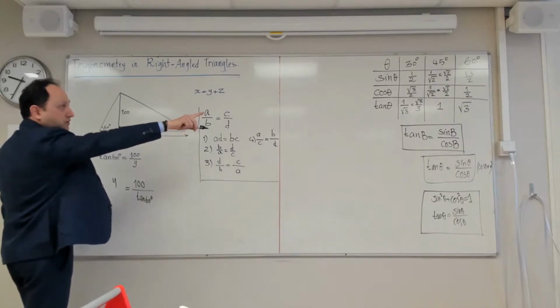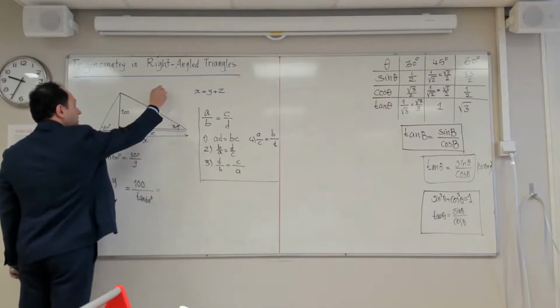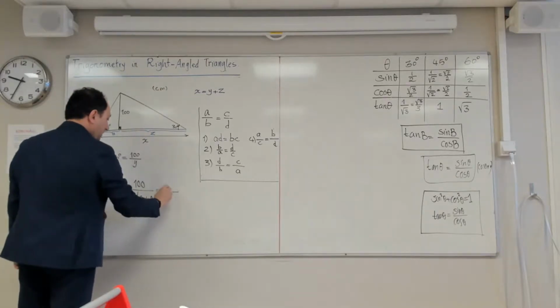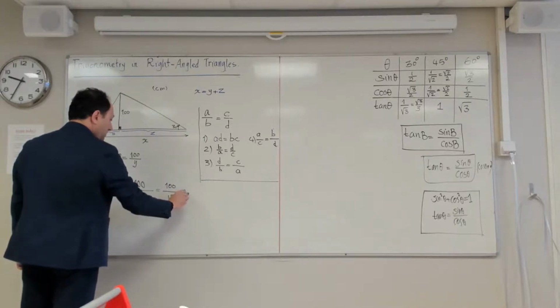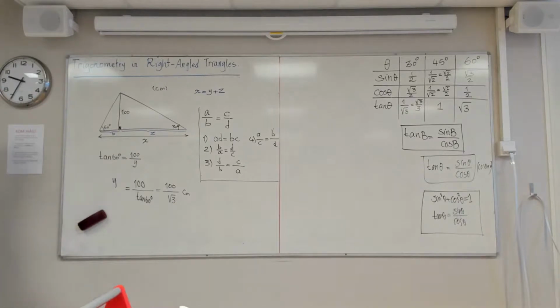Yes? But of course, I know tangent of 60 is a number there. It's the square root of 3. Do you see it there? So this becomes 1. Let me write everything in centimeters here. So this becomes 100 divided by square root of 3 centimeters. So this is your y. You see, I was able to find y.